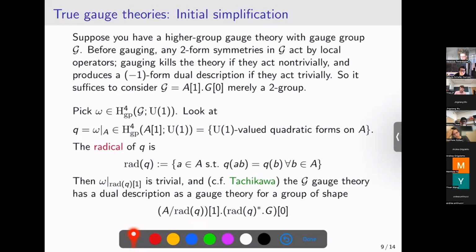So that's the first simplification. Why do I like to do that? Because again, I want to focus on the one form symmetries. They're the things that have the potential to give me interesting things beyond ordinary Dijkgraaf-Witten theory, in fact, beyond zero form Dijkgraaf-Witten theory. And so that's what I'm going to focus on. So now let me work out, in this new gauge theory, what does the one form symmetry group look like?